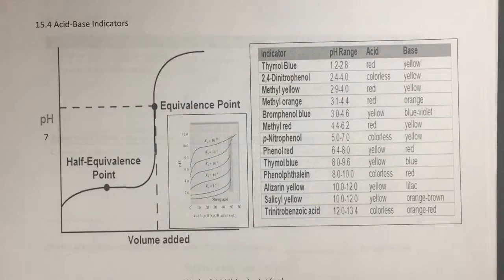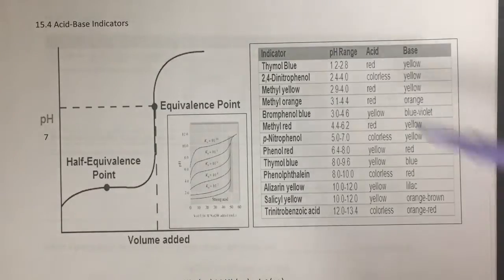In the last section, we were looking at titrations. We said that a titration was used to determine the concentration of an unknown solution, and that we use an indicator to tell us when the reaction is done. Well, how do we choose our indicator?